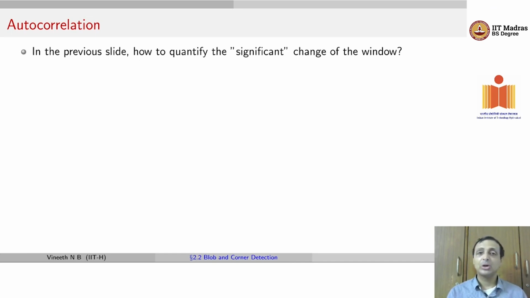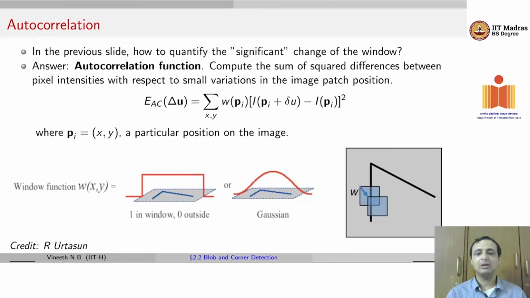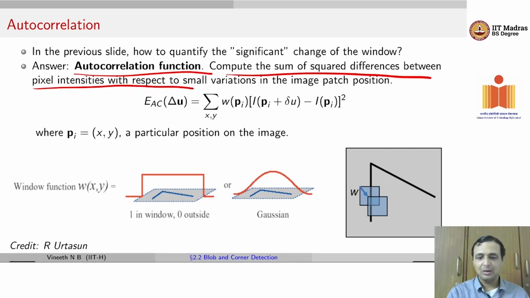To do that, we're going to define a quantity called autocorrelation. As the name states, it's correlation with itself. So you're not going to use any external filter. You're going to take a patch in the image and see how it correlates with itself. What does that mean? Let's try to quantify that. We're going to define the autocorrelation function as follows: you take a patch in the image and you compute the sum of squared differences between pixel intensities with small variations in the image patch position.